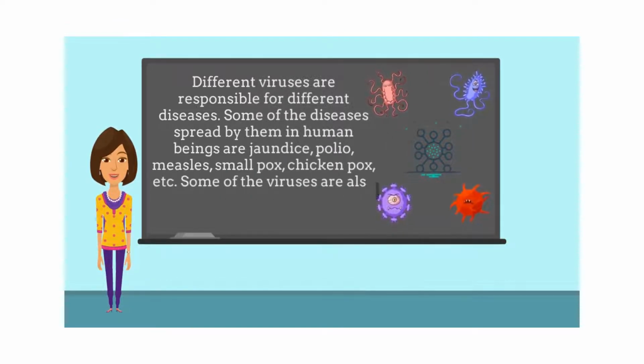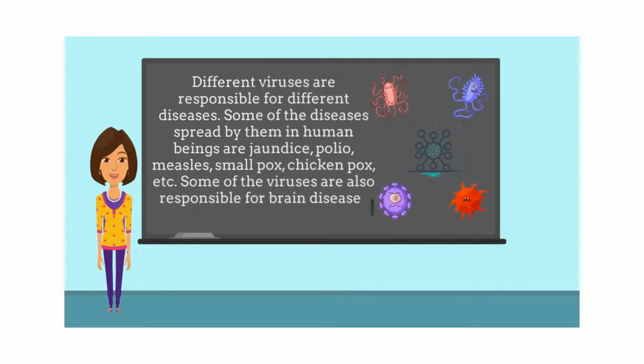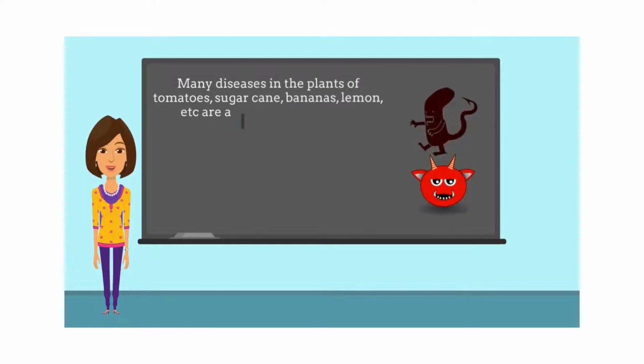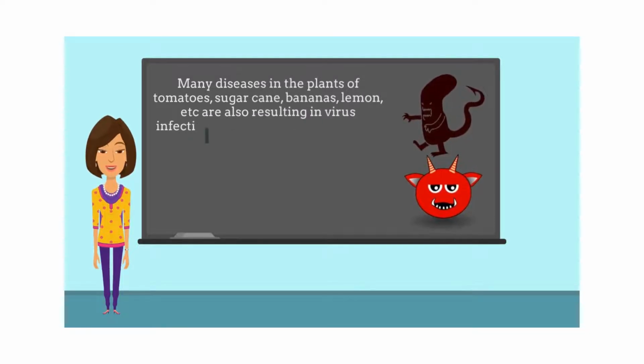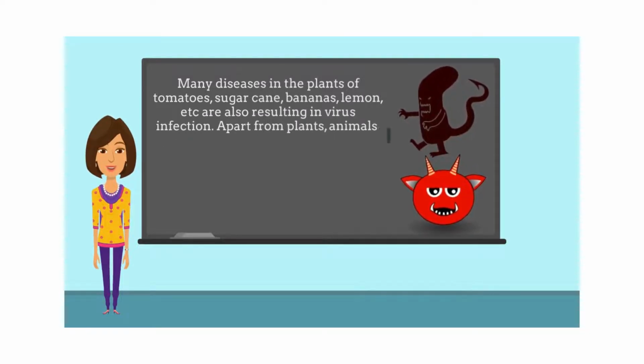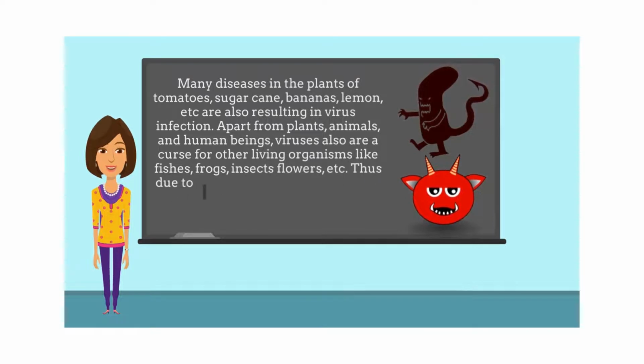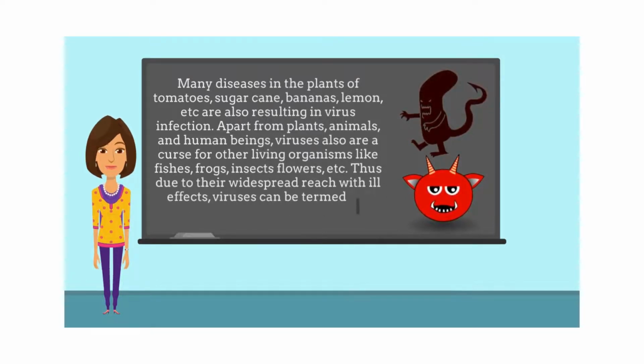Some of the viruses are also responsible for brain diseases such as paralysis and rabies. Many diseases in the plants of tomatoes, sugar cane, bananas, lemon, etc. are also resulting from virus infection. Apart from plants, animals, and human beings, viruses also are a curse for other living organisms like fishes, frogs, insects, flowers, etc. Thus, due to their widespread reach with ill effects, viruses can be termed the greatest enemies of living beings.